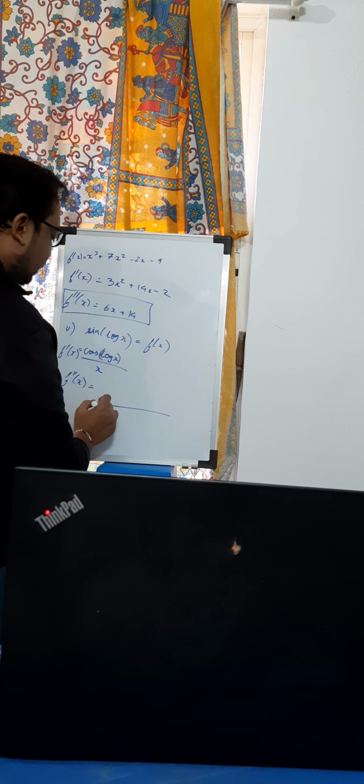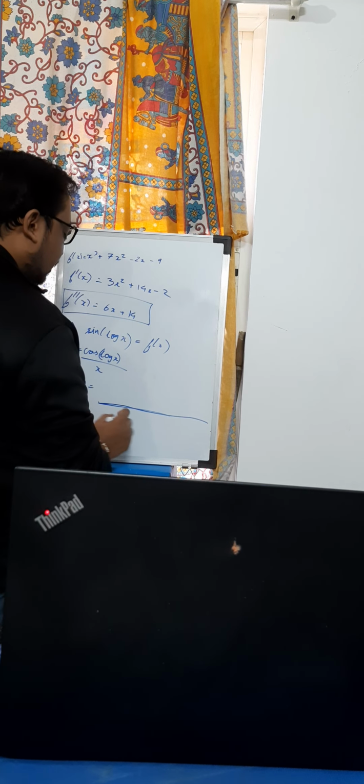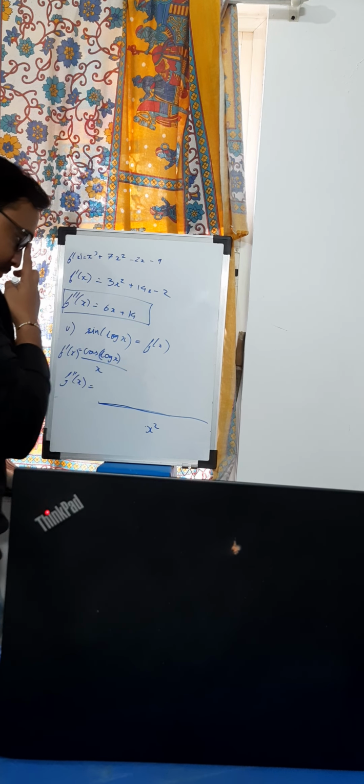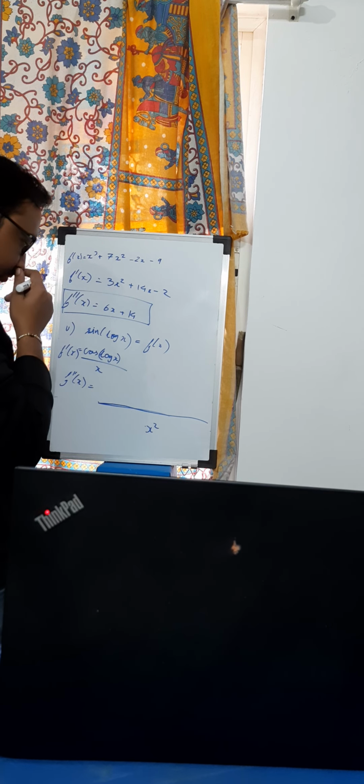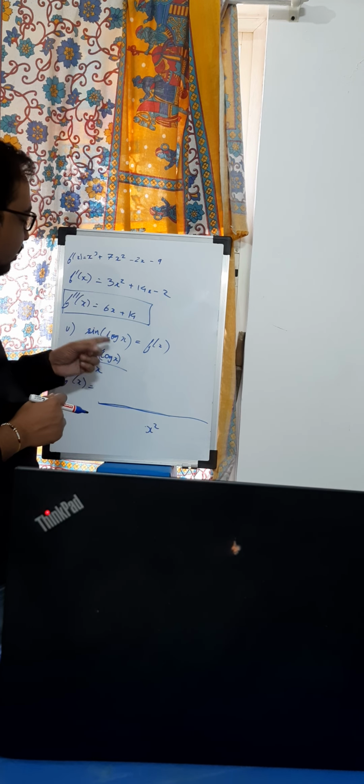I'm just expanding this denominator, this is x square. Can you tell me how the differentiation of f of x upon g of x is done? No, first we differentiate the numerator and multiply it with the denominator, minus the differentiation of the denominator multiplied by the numerator.